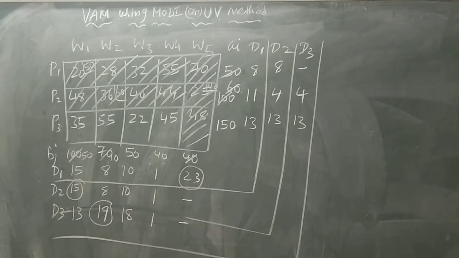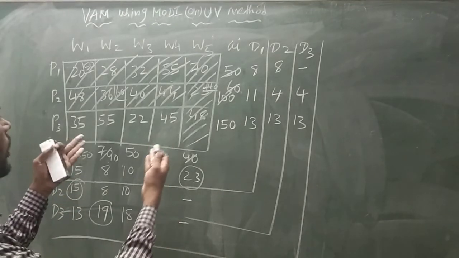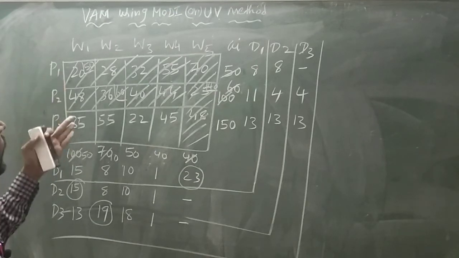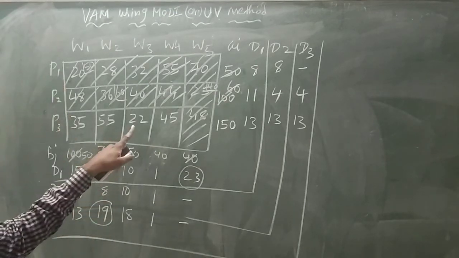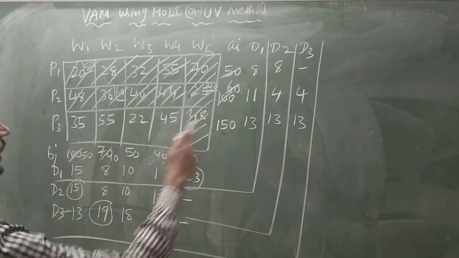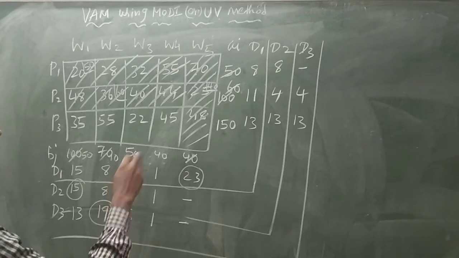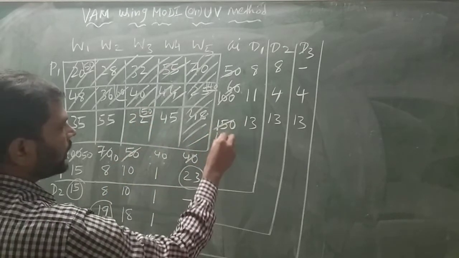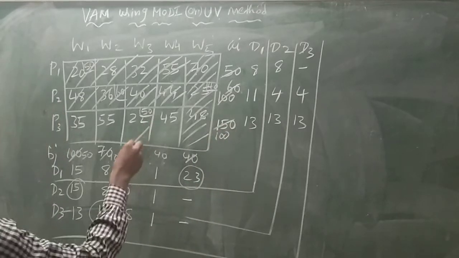Now I compare row and column. In column we don't compare this column. So I choose this least value 22. 22 is the least value. A is 150, Bj is 50, so the least value is 50. So I subtract this, remaining 100. So in this column no remaining value.